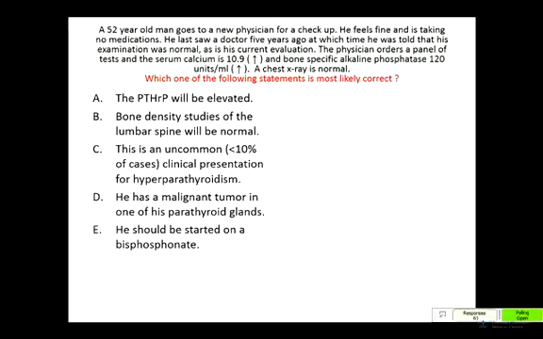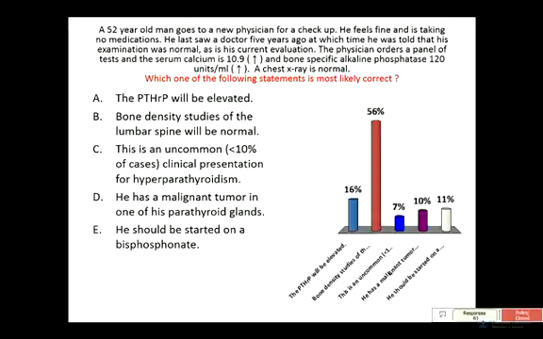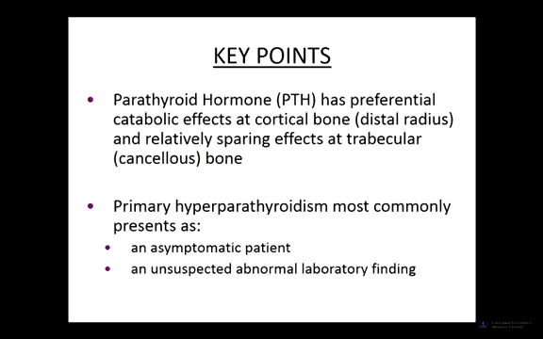All right, so the answer to this question is yes. 56% of you picked the right answer: the bone density studies of the lumbar spine will be normal. Just to go over this in more detail, the key points are that parathyroid hormone has preferential catabolic effects on cortical bone, so that's your distal radius, and relatively sparing effects on the trabecular cancellous bone, which is your lumbar spine. So most people with primary hyperparathyroidism or excess parathyroid hormone have normal lumbar spine bone densities.